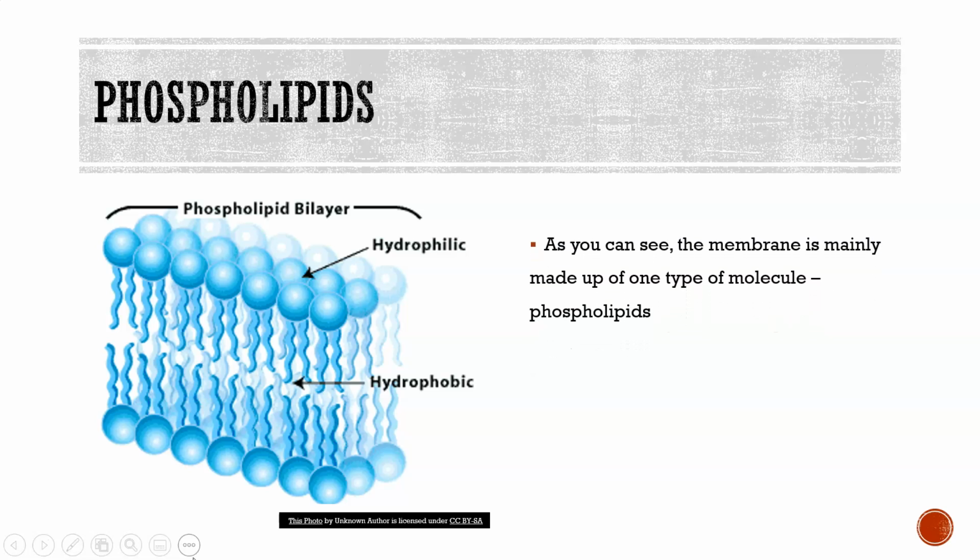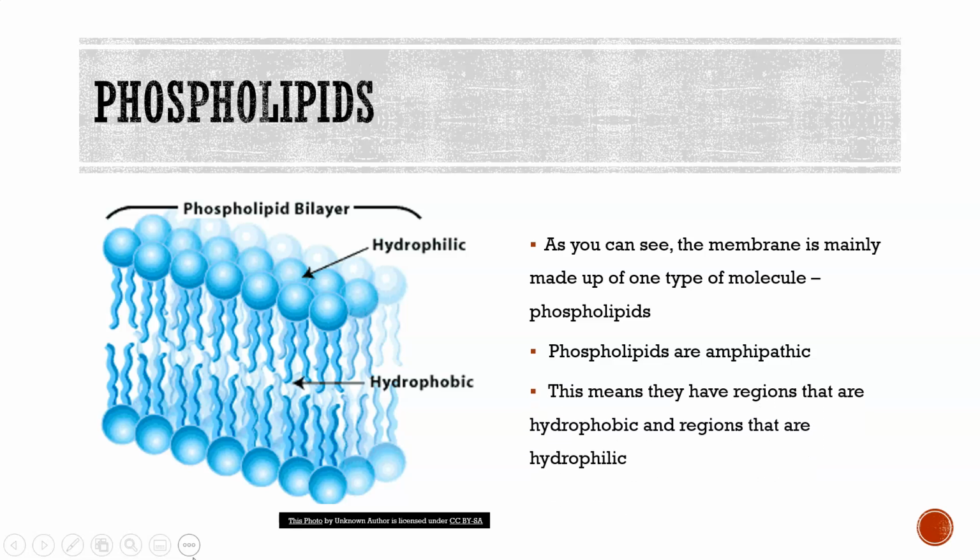Our phospholipid bilayer is made up of one type of molecule, the phospholipid. Now, they're what we call amphipathic. This means they have regions that are both hydrophobic and hydrophilic. So they have regions that like water and regions that dislike water.